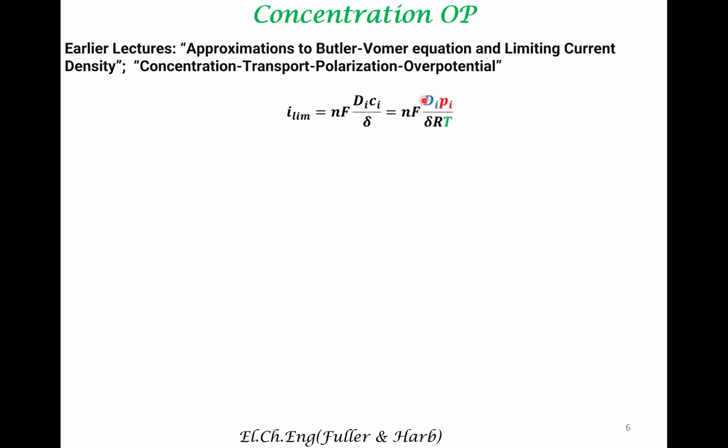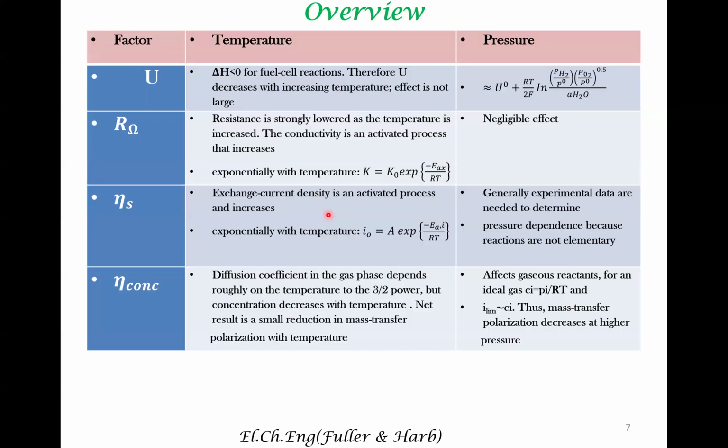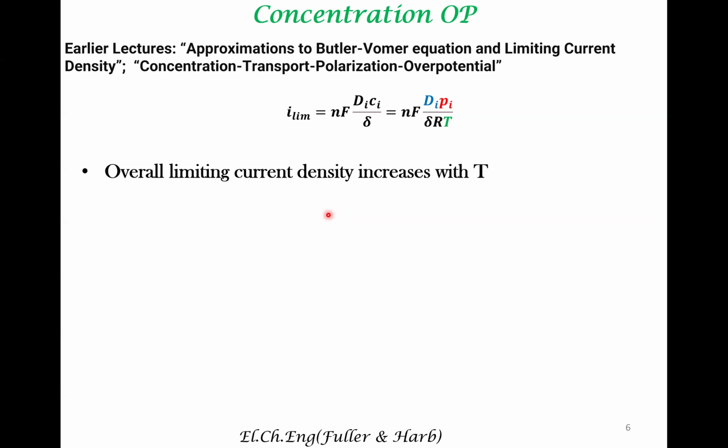But the diffusion coefficient is also a temperature dependent quantity. And diffusion increases in a nonlinear manner with temperature. So that increase in the diffusion coefficient compensates for the presence of temperature in the denominator. So overall, the limiting current density increases with temperature. So it is advantageous to have a higher temperature of operation.